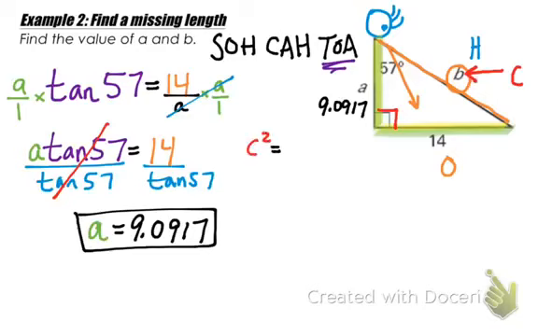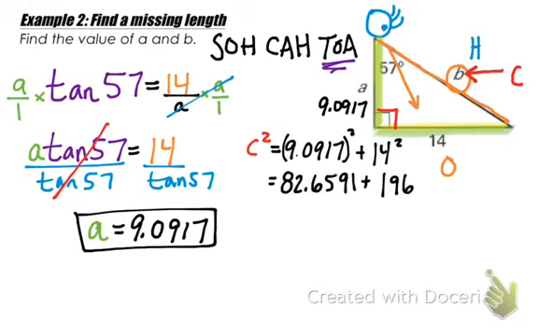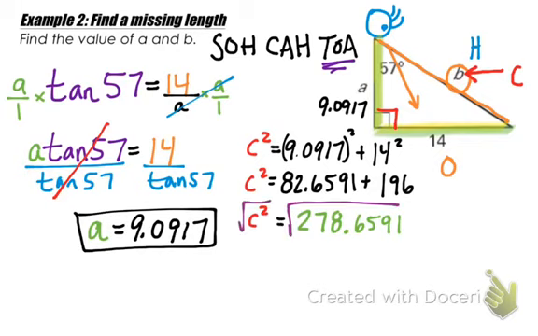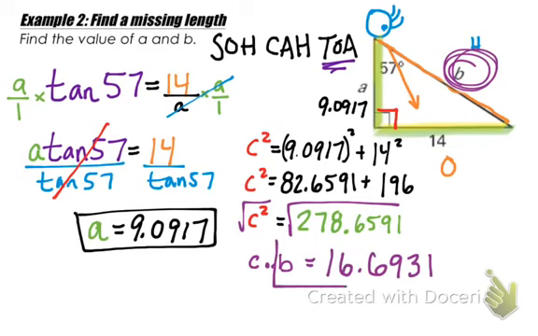So then we can say C squared is equal to 9.0917 squared plus 14 squared. So simplifying further, 82.6591 plus 196. Add those two together, 278.6591 equals C squared. And then take the square root of both sides. That'll give us the length of C. But keep in mind, remember, it's really just B, but we just labeled it C because we know that that's what we use for the Pythagorean theorem. If we take the square root, we get 16.6931. Okay, so we've figured out the values of A and the value of B.